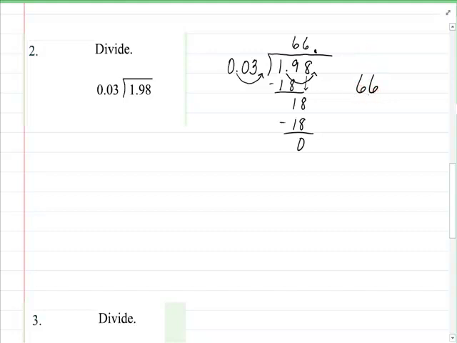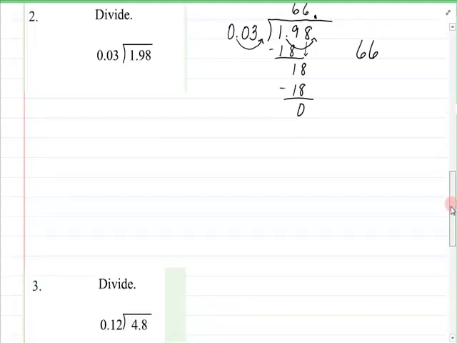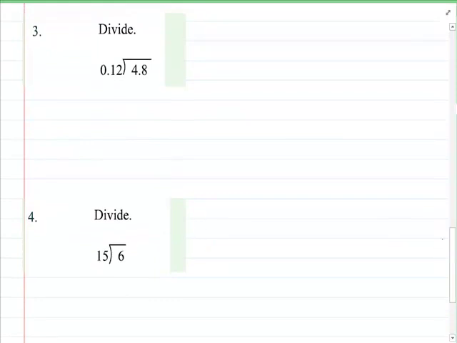I hope it doesn't bother you when I call them decimal fractions, because that's really what they are. The decimal side, those are tenths, hundredths, thousandths. They really are decimal fractions. All right, number 3. I have 0.12 and I'm dividing into 4.8.